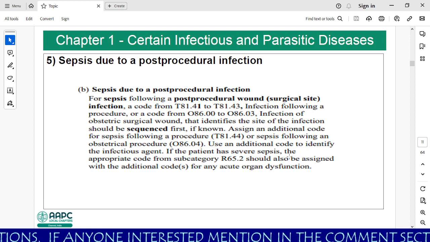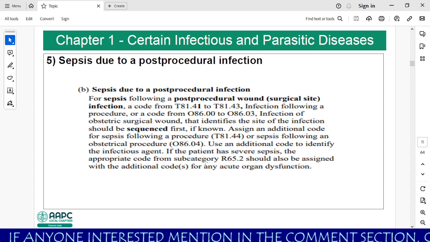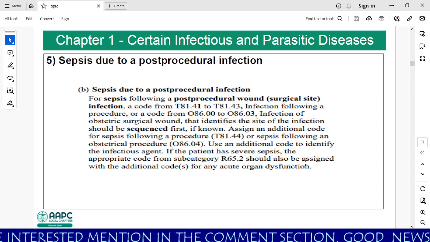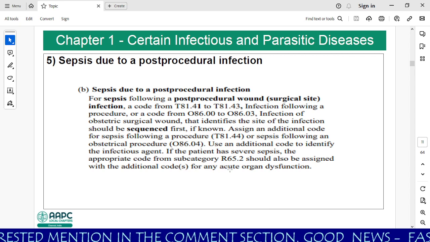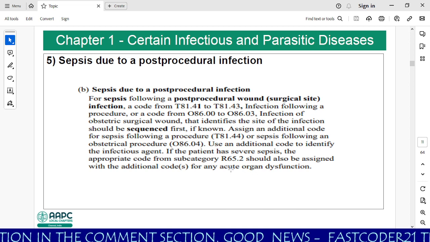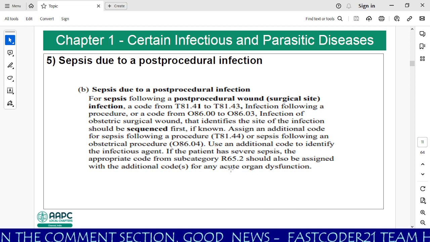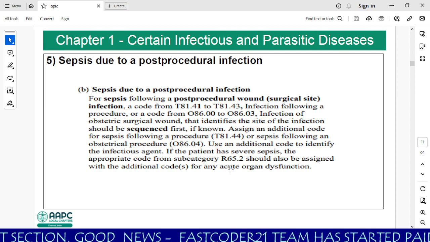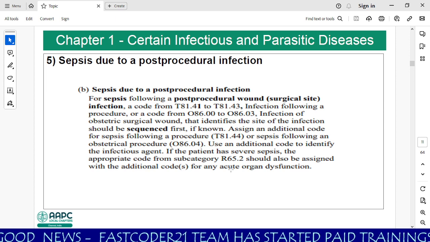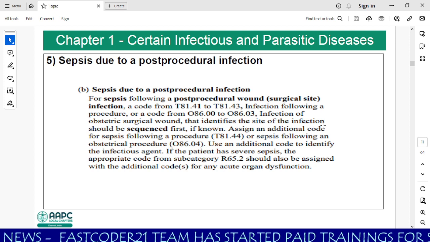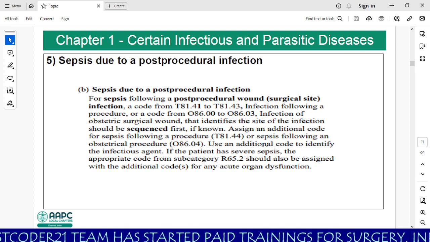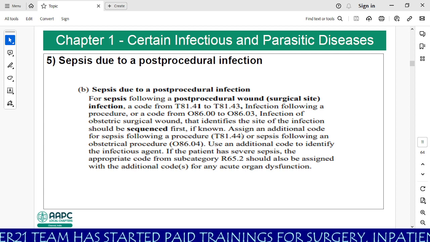If the patient has severe sepsis, the appropriate code from subcategory R65, such as R65.2, should also be assigned, along with additional codes for any acute organ dysfunction. So basically, whenever a patient has a post-procedural wound infection, and because of that infection the patient has sepsis, we need to code the site of the infection first. Then we need to assign the additional sepsis code.